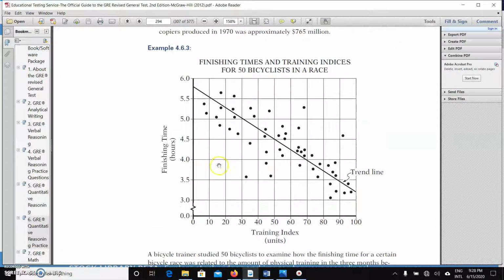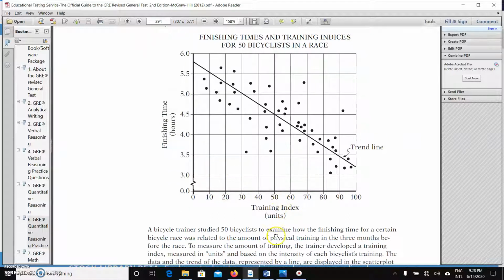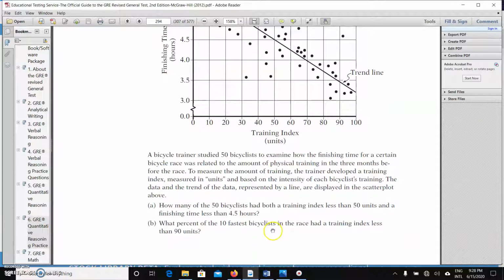Look at this scatter plot: finishing time and training index for 50 bicycles in a race. All this is plotted, training index and finishing time. Here is the time it took the bicycle to finish, and here is the training. So they want to check the relationship between how fast the bicycles were and the training index. Let me just go straight to the question.